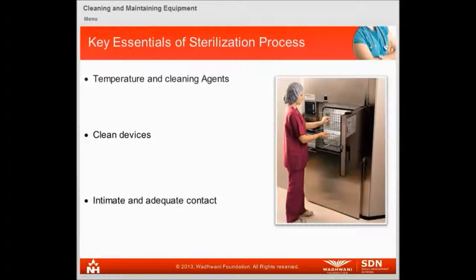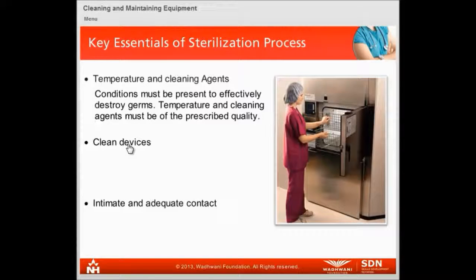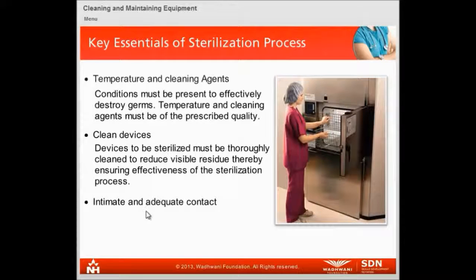Now let us understand the key essentials of the sterilization process. Click each key word to get more information. Temperature and cleaning agents. Conditions must be present to effectively destroy germs; temperature and cleaning agents must be used in the prescribed quantity. Clean devices. Devices to be sterilized must be thoroughly cleaned to reduce visible residue to ensure effectiveness of the sterilization process.